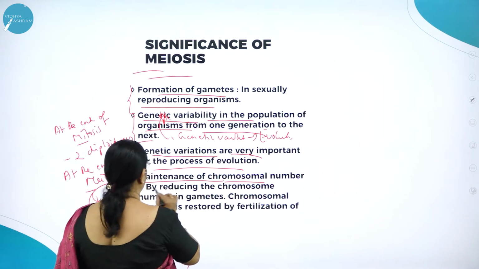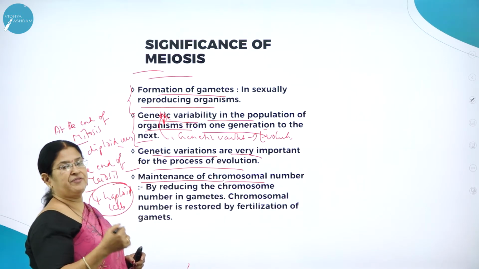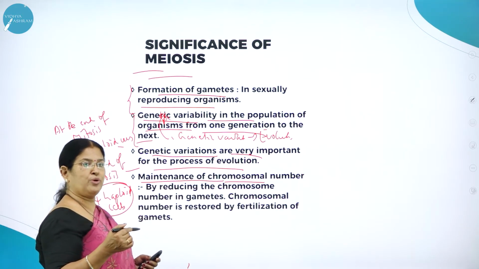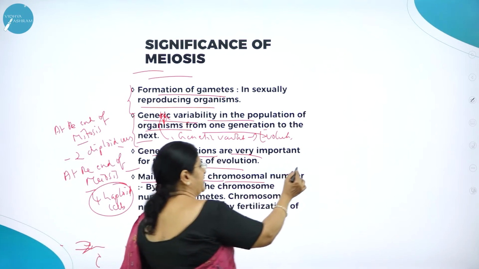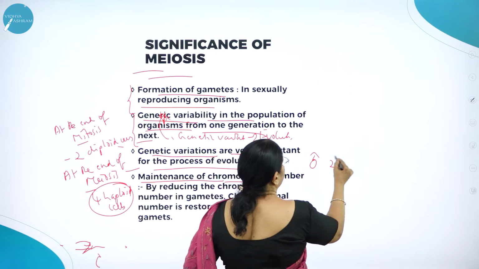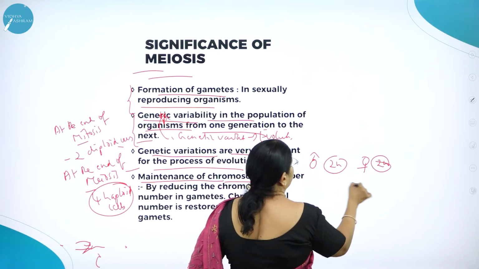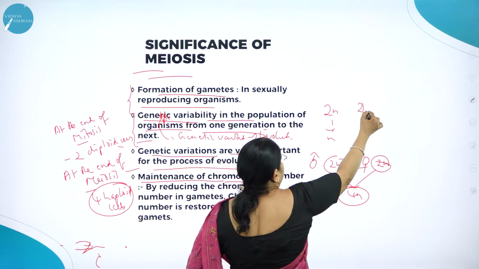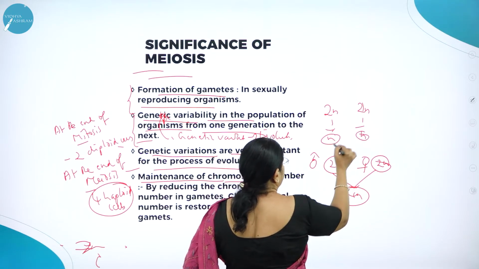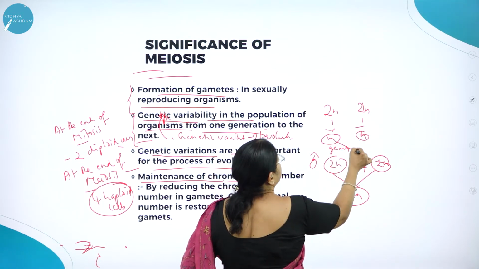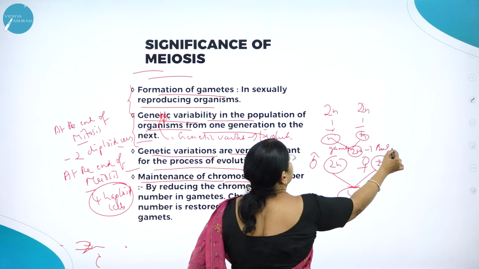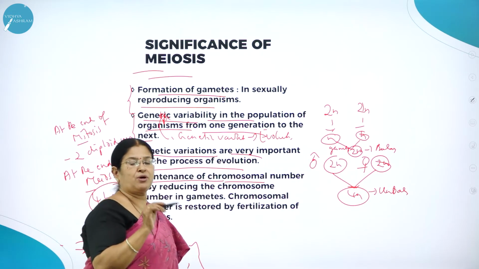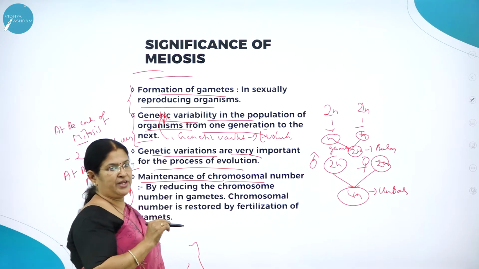So maintenance of chromosomal number constant. How? As I said, if the male gamete and the female gamete were 2n, had the diploid number, then after the fusion it would have been 4n. But as we know that 2n is reduced to n in the gametes at the time of meiosis, after the fusion it will form 2n. So this is the balanced set, and the other is called the unbalanced set. So to maintain the chromosomal number constant for a particular species is very, very important.